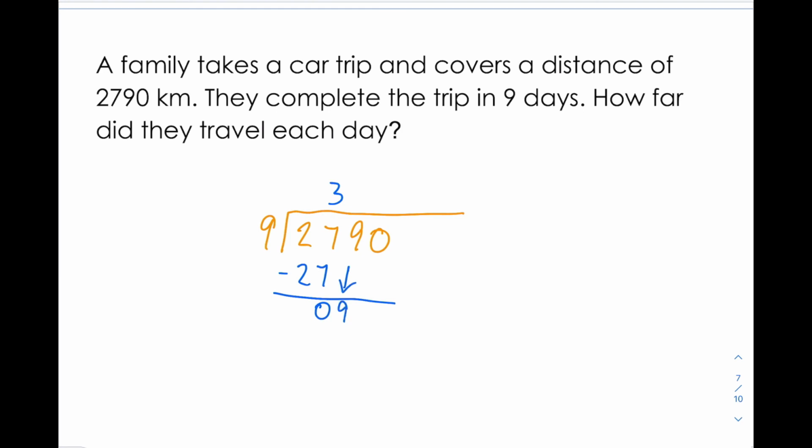We bring down the 9. Now we have 9 divided by 9 is 1. 9 times 1 is 9. Subtract 0. Bring down the 0. 0 divided by 9 is still 0. So how far did they travel each day? Each day they had to travel 310 kilometers.